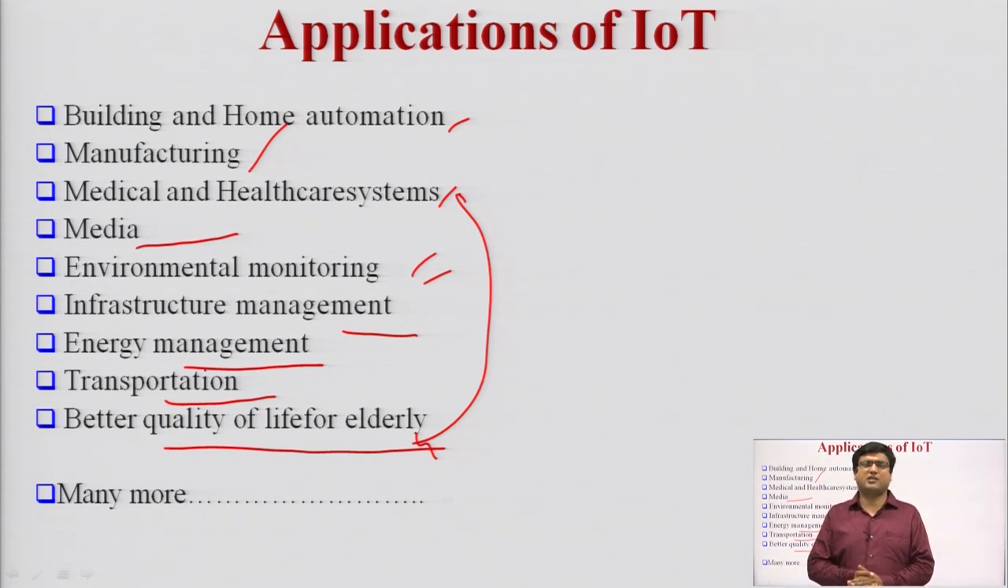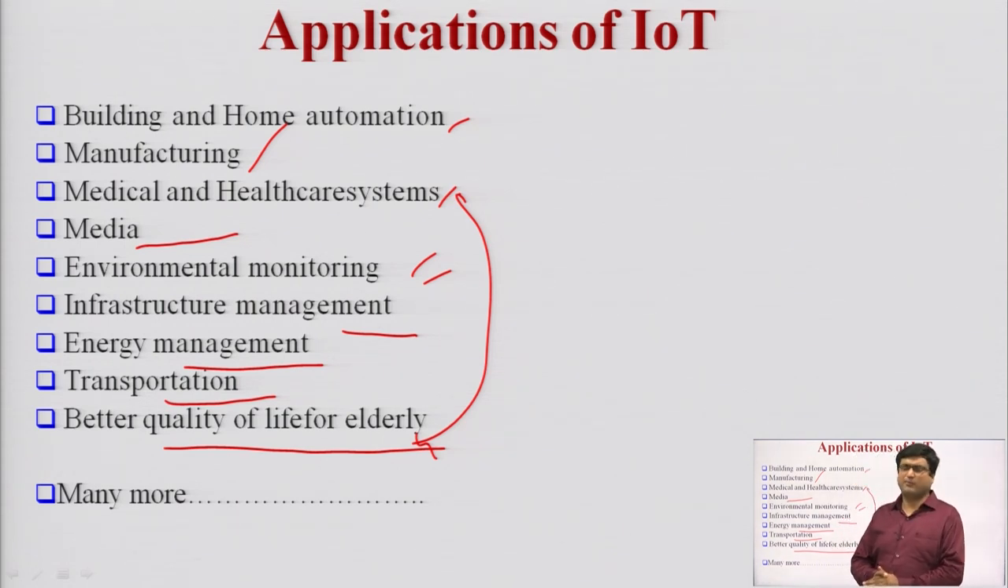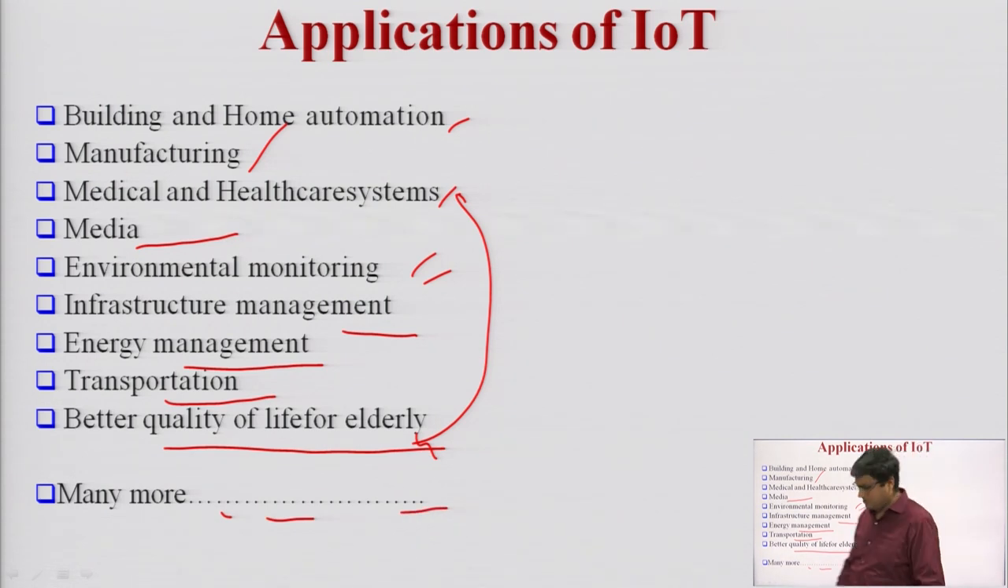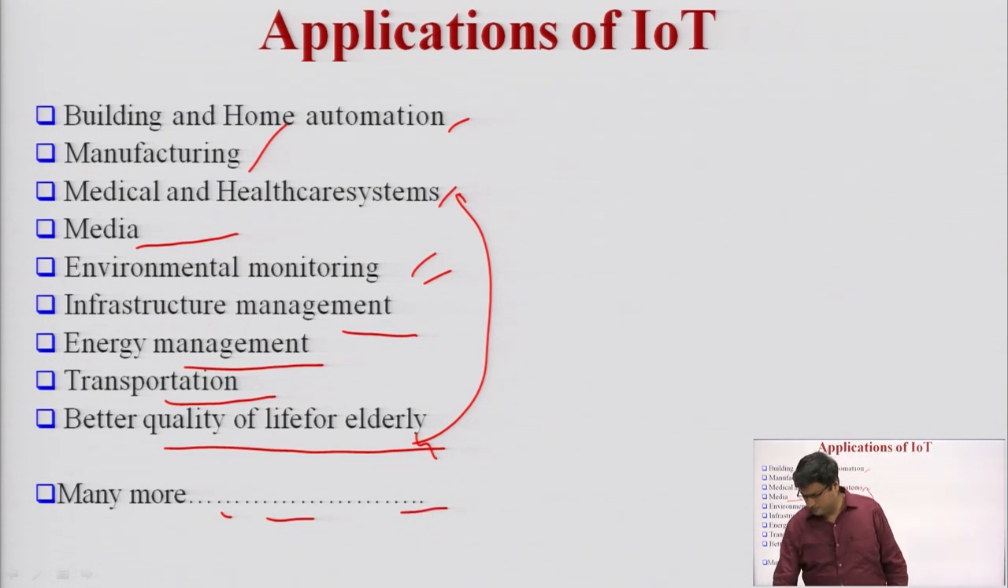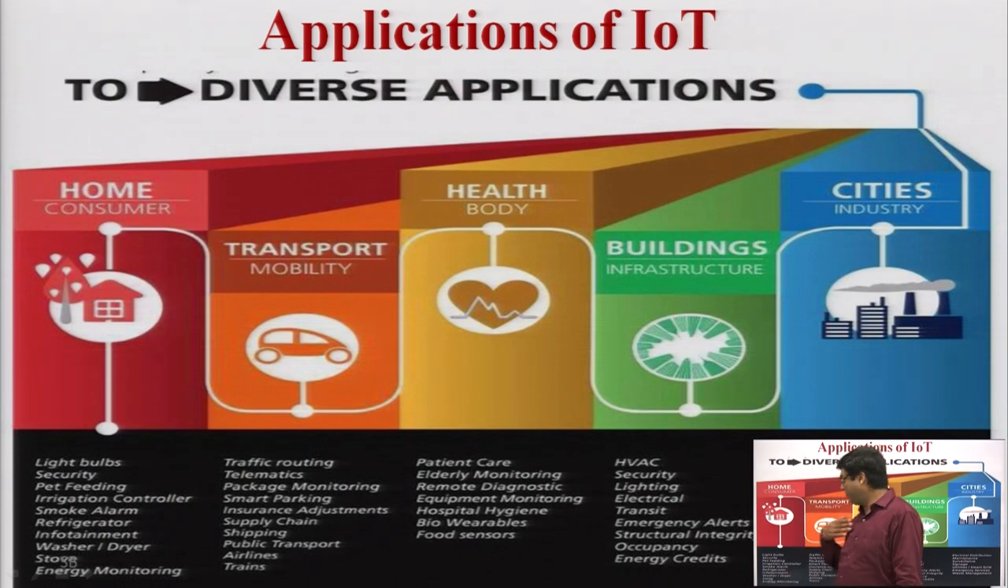And through IoT, medicines can be provided to that particular person. So through IoT, the lifestyle can be improved, and many more. There are many applications of IoT. Let us discuss some common applications, because we cannot explain the large number of applications in one lecture. We have only discussed the common applications.